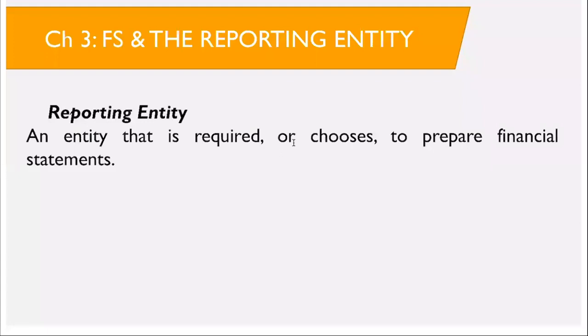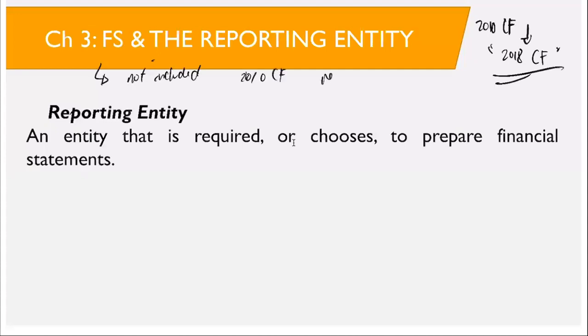As we said before, we have your 2010 conceptual framework, and then it was subsequently changed into your 2018 conceptual framework. So what we discuss now is your 2018 conceptual framework, and chapter 3 is not included in your 2010 conceptual framework. This is a new chapter under your 2018 conceptual framework. Under chapter 3, we are to talk about two items: your financial statement, and then your reporting entity.